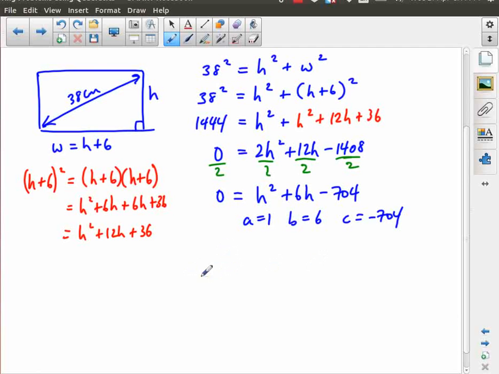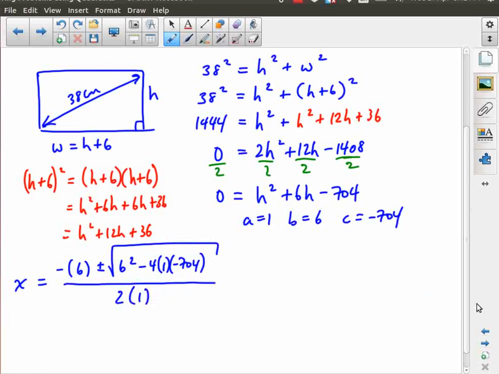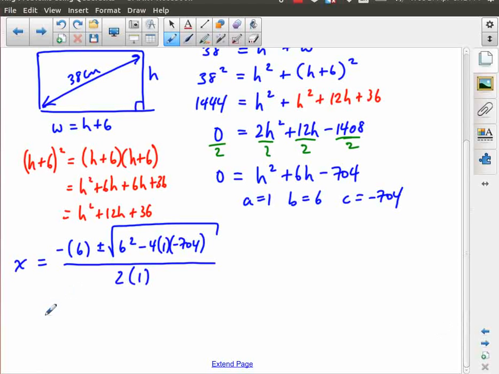So the x in the quadratic formula, which we might want to write as h, depends on what you're comfortable with. I'm going to write it as x here, in my rough work, is equal to negative b, which is negative 6, plus or minus the square root of b squared, which is 6 squared, minus 4 times 1 times negative 704, all divided by 2 times 1. So that is equal to negative 6 plus or minus the square root of 36 plus 2816, over 2.